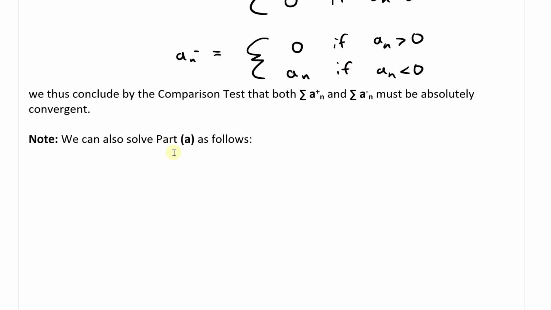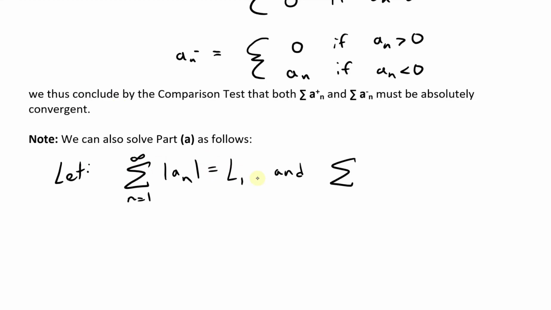And note we can also solve part A as follows. This is the second way my calculus book mentioned in the solutions manual. The sum from n equals 1 to infinity of the absolute value of a_n is absolutely convergent, so it equals a limit, which I'll call L1. And we also have the summation from n equals 1 to infinity of a_n by itself, because remember, if it's absolutely convergent, it's also convergent. We'll call this L2. It could be a different limit, and it's also convergent, up to the limit L2.